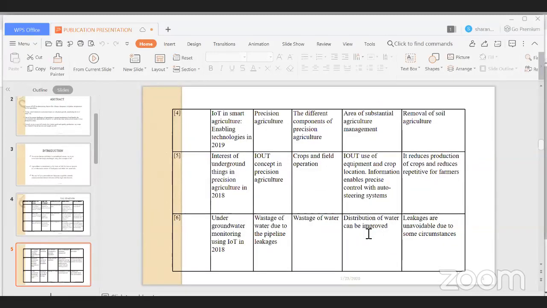IoT is a smart agriculture enabling technology. It removes the soil in the agricultural field. Insert of underground earthings in the friction agriculture. It reduces the crops and impact of the future. And then underground water monitoring system using IoT. It will detect leakage of the pipes that are unavailable due to some circumstance.